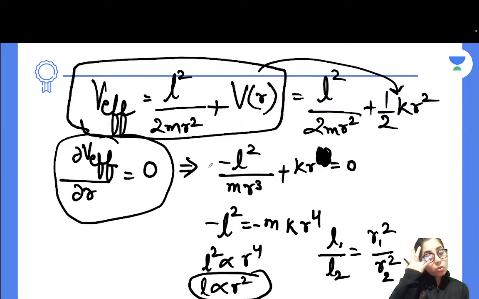Why we are doing so? To get the equilibrium points. Once you consider this part, this is how you are going to get it. Okay, so L is proportional to R square. Now what will happen? L1 divided by L2 you will get as R1 square divided by R2 square. L1 divided by L2 was given as 2. You are just going to put that value. R1 divided by R2 will be root 2 this way because the square is on the other side. This is how everything will work, and this is how you can simply solve any such type of question.